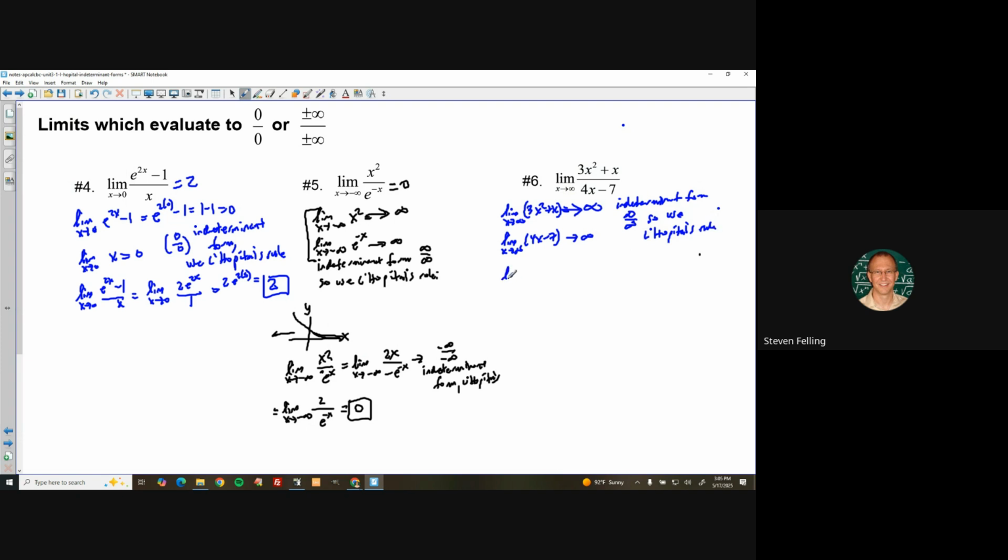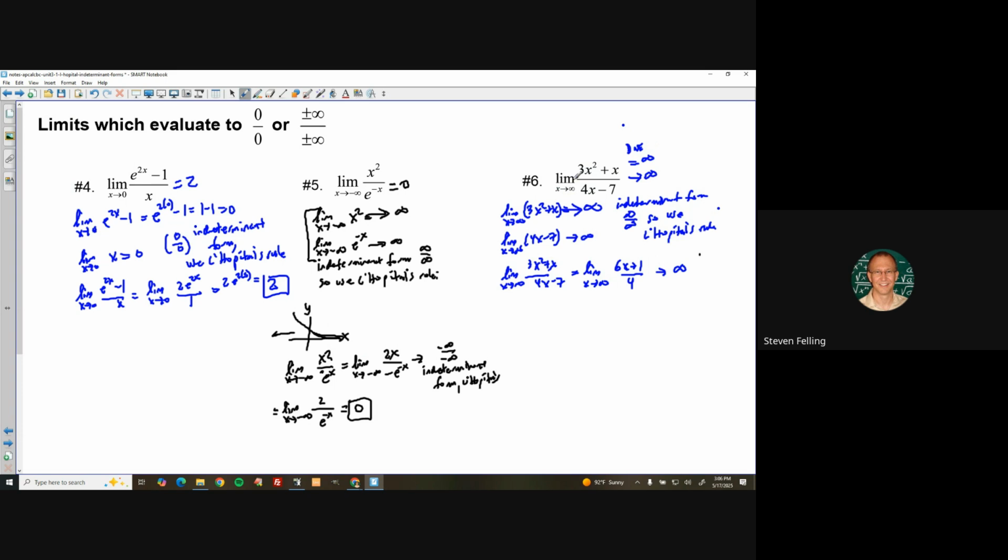So that means that the limit as x approaches infinity of 3x squared plus x over 4x minus 7 is equal to the same limit as x approaches infinity of the derivative of this. So that's going to be 6x plus 1 over 4. Now, the numerator here is going off to infinity. I have an infinity divided by 4, which is just going to infinity. So we can state that this is going to infinity. You can say equals infinity, or you can say does not exist, because technically if it's anything other than a finite number, it does not exist.